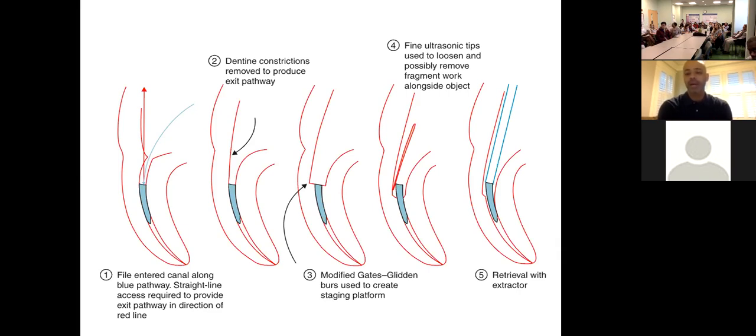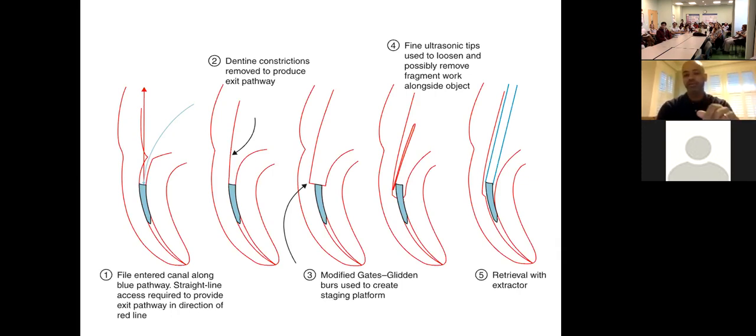You can do what's called a modified Gates Glidden. You can basically take that point of the Gates Glidden that looks like a Christmas tree and flatten it out, right? Basically, you've got to use a burr and kind of flatten it out. As you can see in number 3 on this picture right here, that's where it says modified Gates Glidden. They flattened it out, okay? And then you can go in and try to bypass it with the file. That's what I would recommend you do.